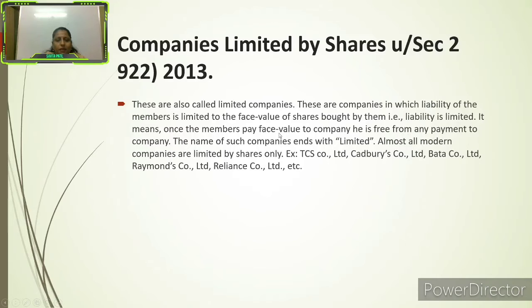Here, what is the meaning of limited? That is, by the shares, which means that the liability is limited to the face value of the shares. Okay, this is what the company limited by shares is.